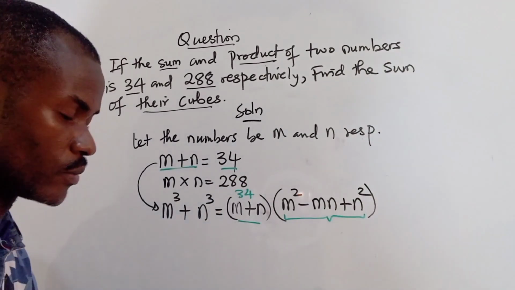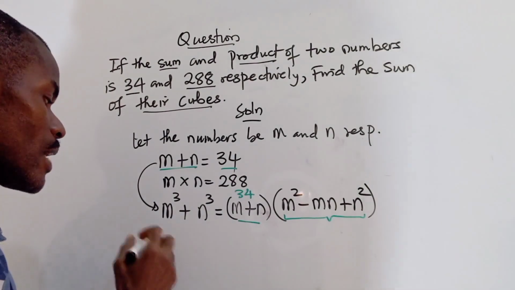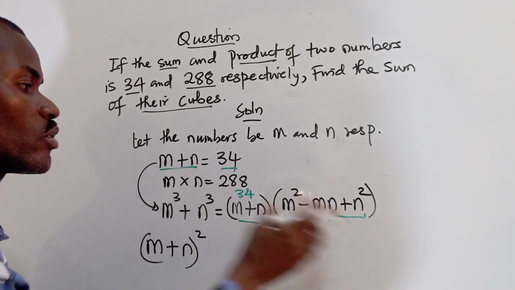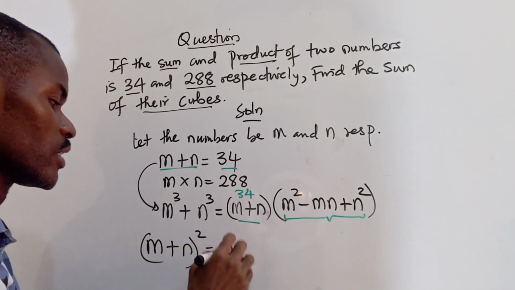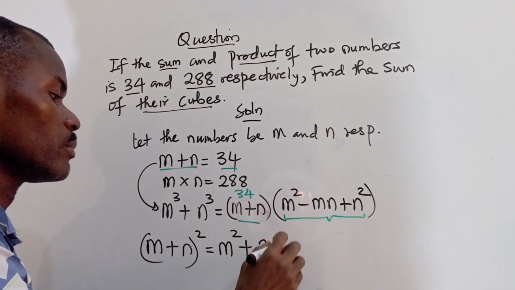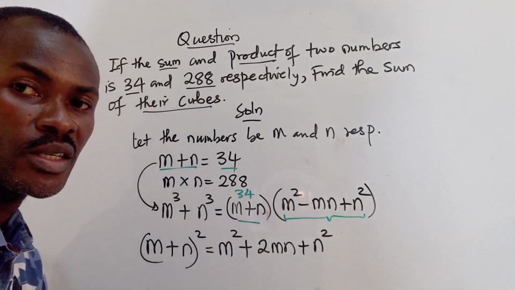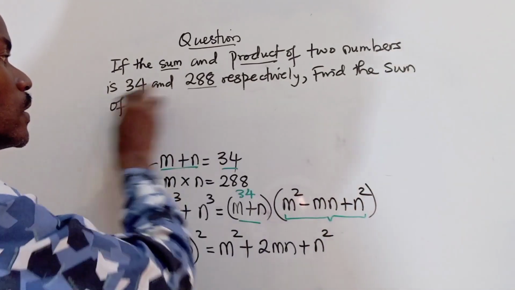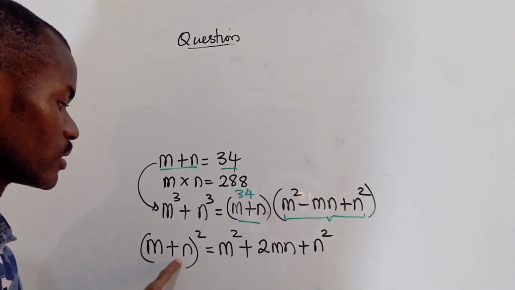Now, how do we solve for this part? For the fact that we have squares here, we can apply m plus n squared. Let's see how this relates with this. So m plus n squared equals m squared, plus 2mn, the product of these two, plus n squared. So now we can solve for m plus n squared equals this.